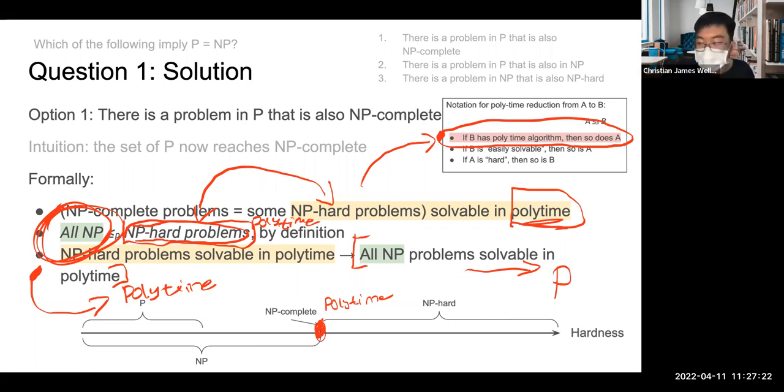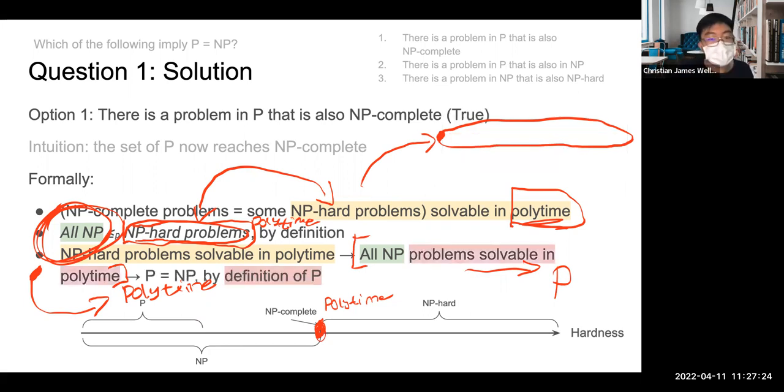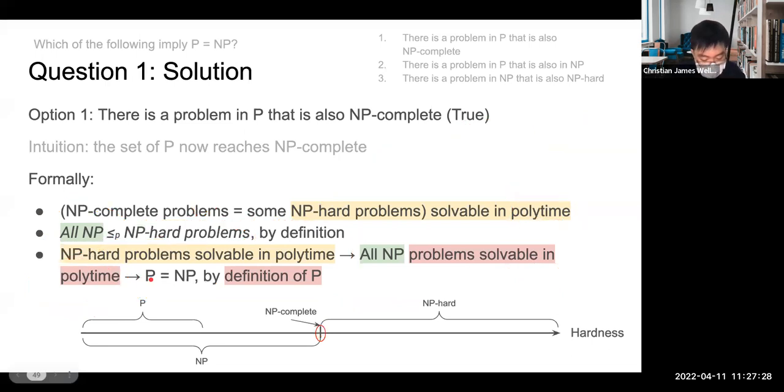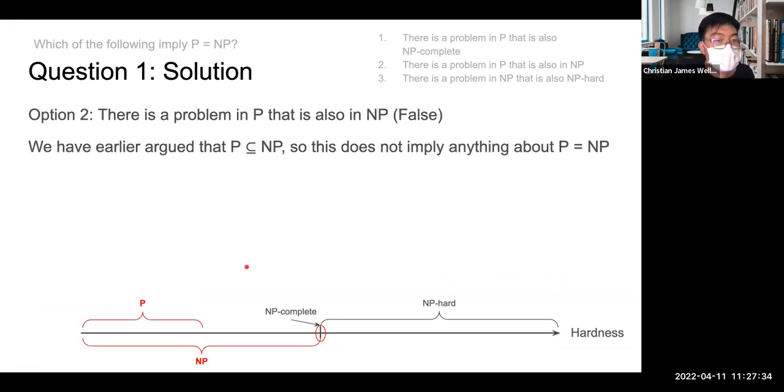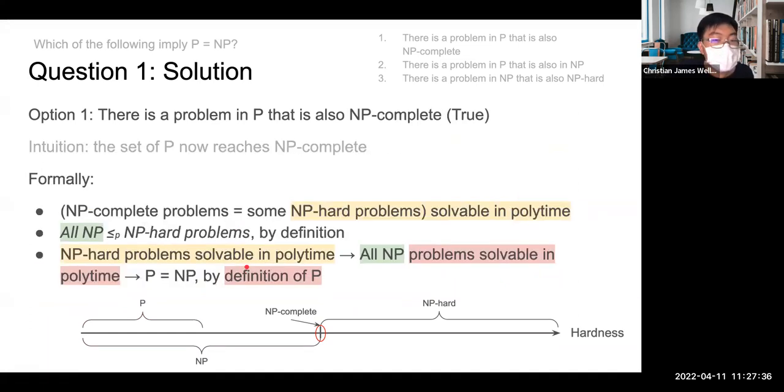Okay, so this is problem 1. This implies P equals NP by definition of P. So this is question 1. Any questions about this option?